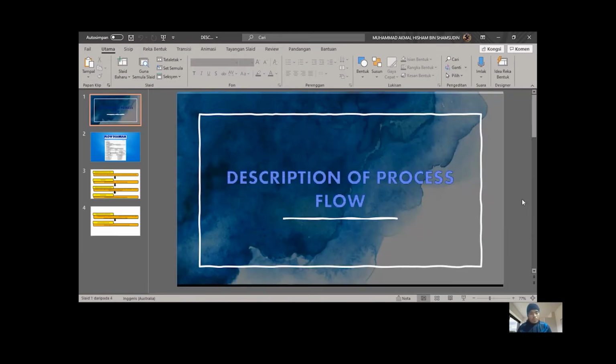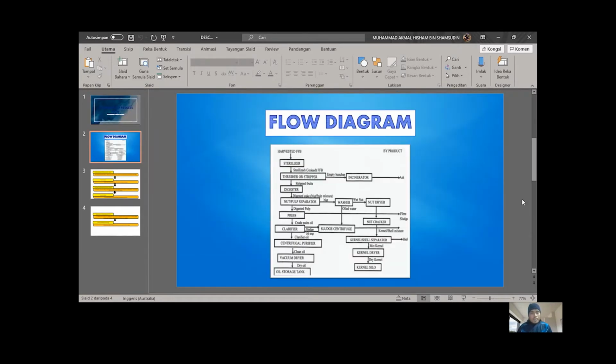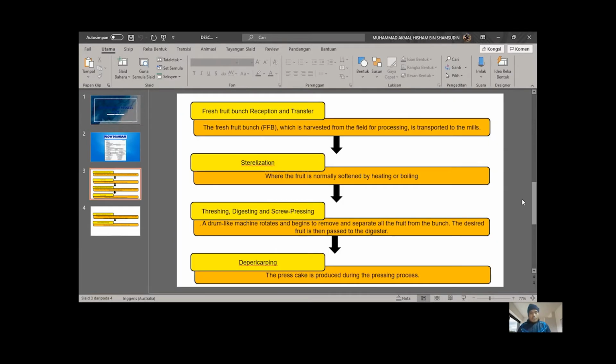Description of process flow. This is the flow diagram for our mini project. Fresh fruit bunch reception and transfer. The FFB, which is harvested from the field for processing, is transported to the mills. Next, sterilization. Sterilization is where the fruit is normally softened by heating or boiling. Next, threshing, digesting, and screw pressing.